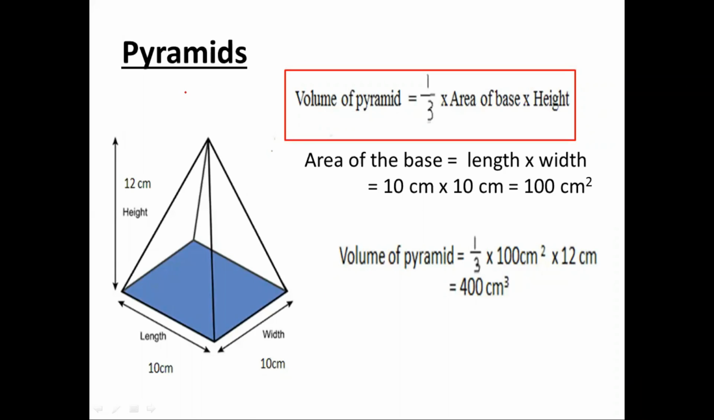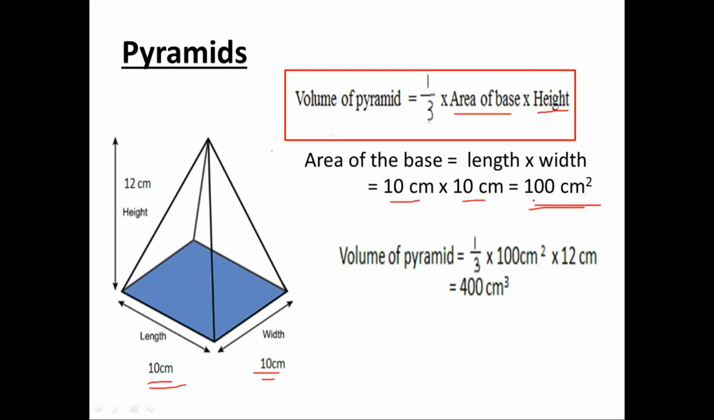So let's see how to find the volume for a pyramid. For a pyramid, the volume formula is 1/3 area of the base times height. So first we find out the area of the base, and here I have taken a square base pyramid. So square means all the sides measure equal. So I have taken 10 here. So for the area, that is length multiplied by height. So 10 times 10, that is 100 centimeter square.